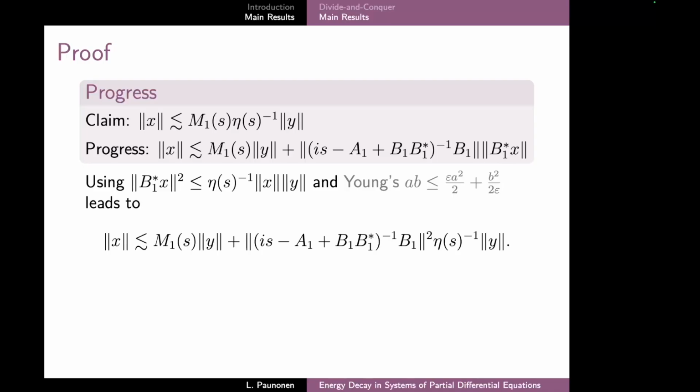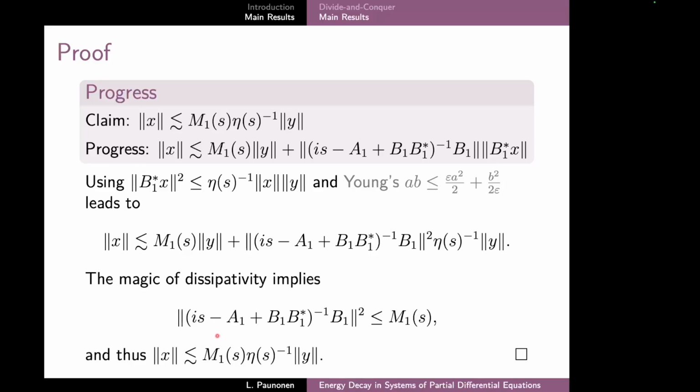compared to how the resolvent norm behaves by itself. So a dissipativity argument can in fact be used to show that, even though we have this second power in the resolvent norm in the second estimate here, this is in fact exactly bounded from above by m1. And this leads finally to the estimate that we're looking for, where the norm of x is bounded by m1 over eta times the norm of y. And this completes the proof.